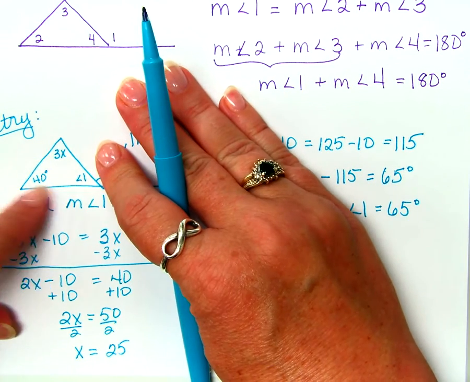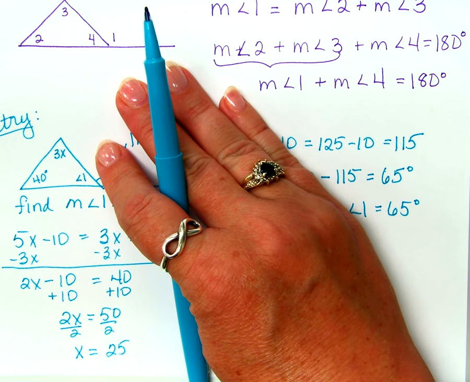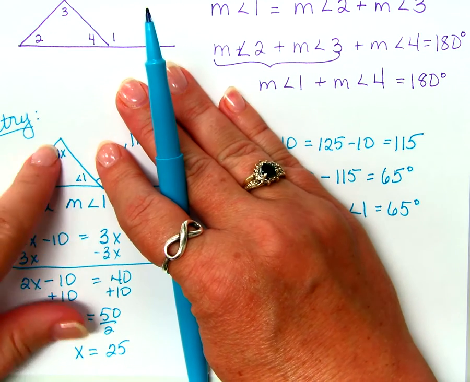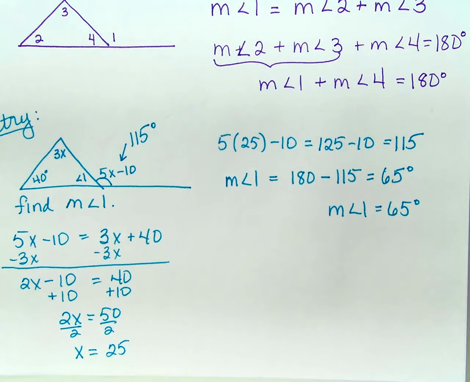What kind of triangle is this? If we're classifying it by its angles, what kind of triangle would it be? Acute, right? Because all the angles are less than 90. Good. Do you have any questions about that? No? All right, I got one more example for you.